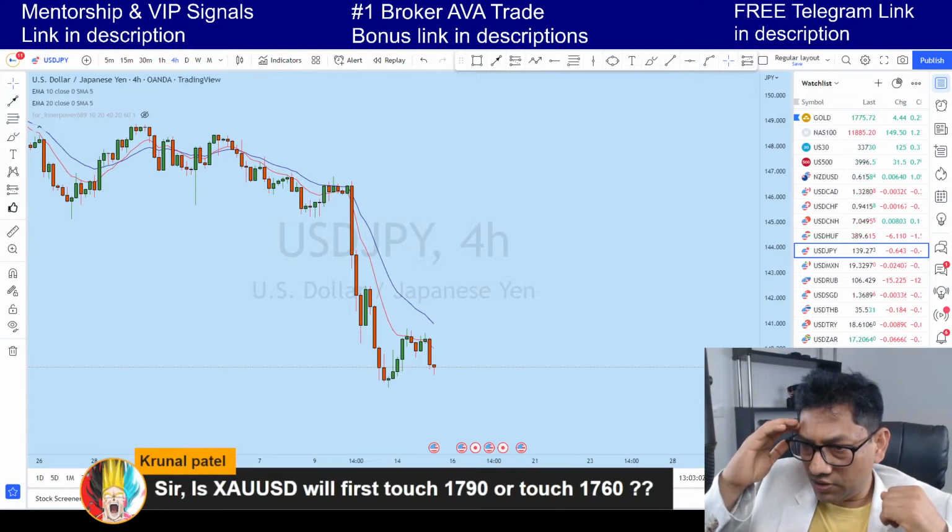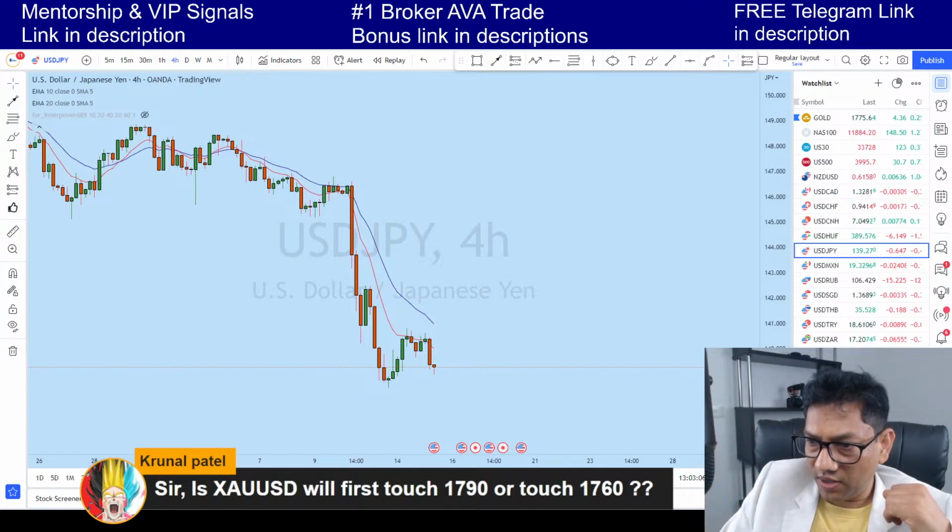Will gold first touch 1919? I think that gold will go up further. Okay, Himanshu, sir, Euro AUD, I have placed a sell position. Can you please give a look? Okay, we'll look at it.